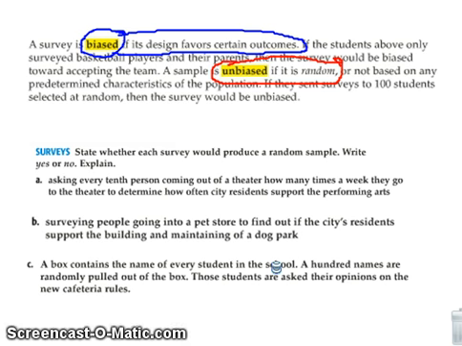A sample is unbiased if it is random, or if not based on any predetermined characteristics of the population. If you send a survey to 100 students which were selected at random, then the survey would be unbiased. You see biased surveys every single time you turn a TV on, right? How many commercials have you watched where you hear 4 out of 5 people, right? If you're standing there in a grocery store and they said, here, we're going to give you a free box of Wheat Thins, would you like to say that Wheat Thins are your favorite? What are most people going to say? Yes. Unless you're Jason, who hates Wheat Thins, most people are going to agree that they're better than whatever else they're trying to compare it to.